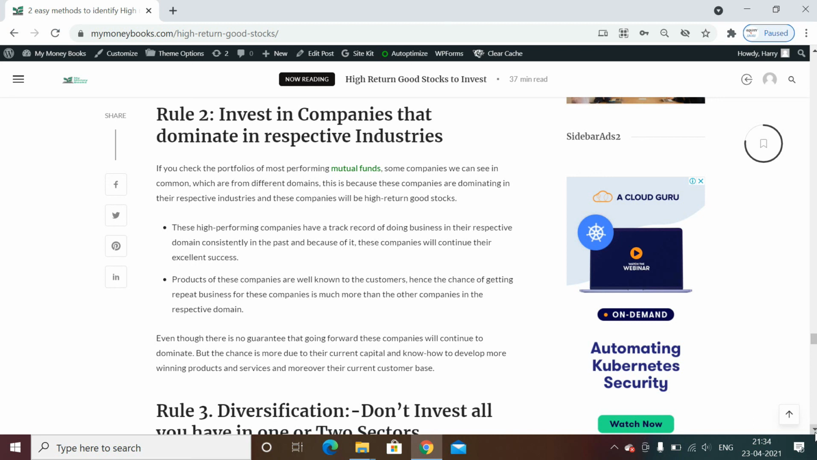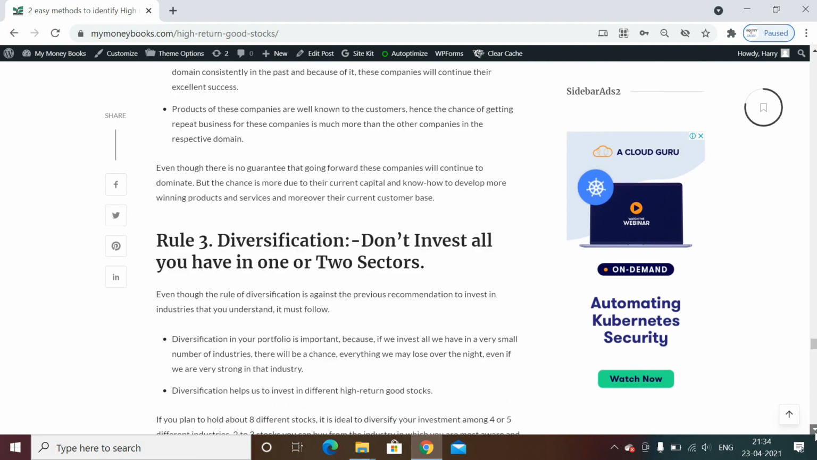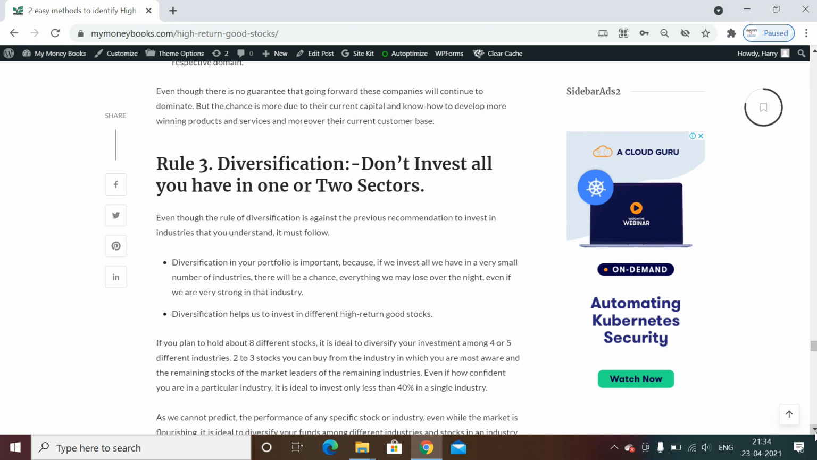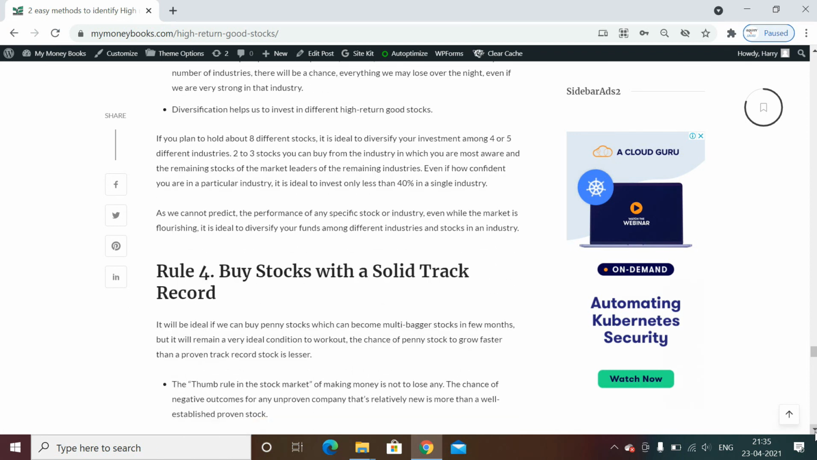Next point is diversification. Don't invest every amount in a single industry. Invest among different companies. Then if one industry goes down, another industry will help you. So what you have to do is about 40% of your investment you can put in the company where you have confidence, which you know about. The remaining 60% you can divide among different industries and invest.